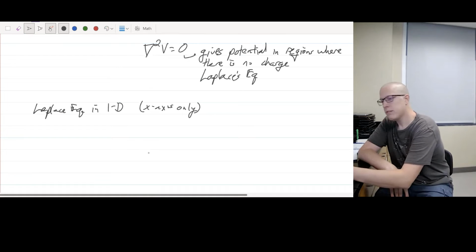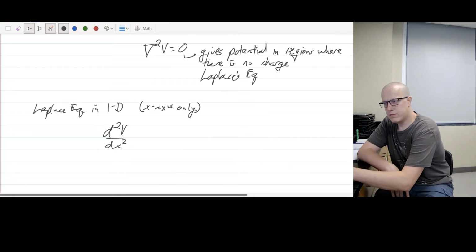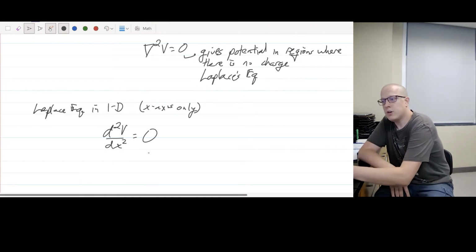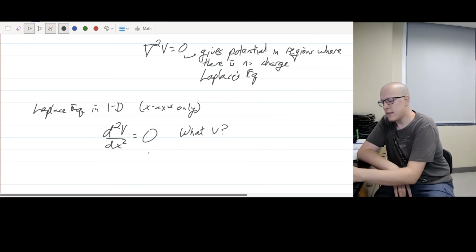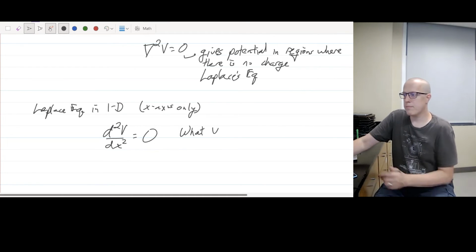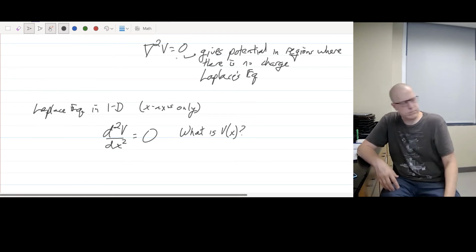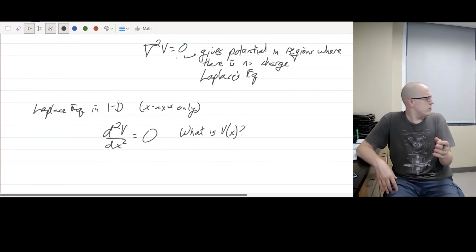a derivative, right? And so what this is saying is the second derivative with respect to x of the potential is going to be equal to 0, right? And so this is a differential equation. This is the differential equation, and so we should be able to figure out what is the potential, what is the v that will satisfy this differential equation, right?